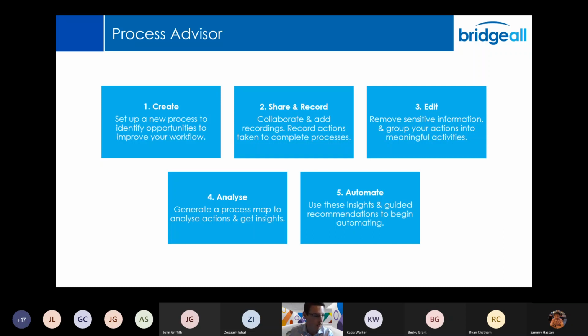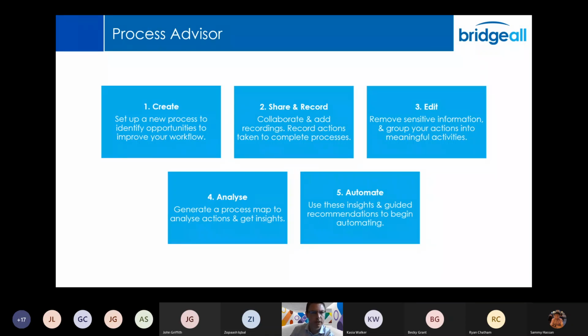You then go through step 4, which is the analyze. So then you're looking at a process map and you're able to generate the actions and the insights out of it that will help you then move on to stage 5, which gives you guided recommendations for how to automate it in Power Automate and how to set up a Power Automate flow to automate that.